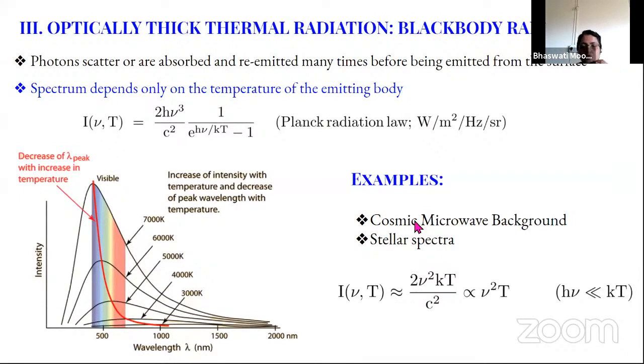You are aware of two very common examples. The first one is the cosmic microwave background radiation, which is blackbody radiation at 2.73 Kelvin, and the other is the stellar spectra. We have been talking about the stellar spectra repeatedly. These are also blackbody radiation, and this is the approximation when h nu becomes much smaller than kT. There the form becomes much simpler: it is just proportional to nu squared T.